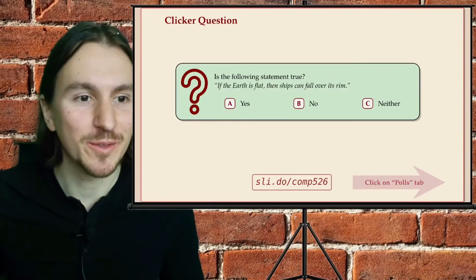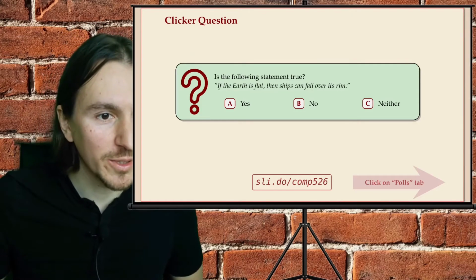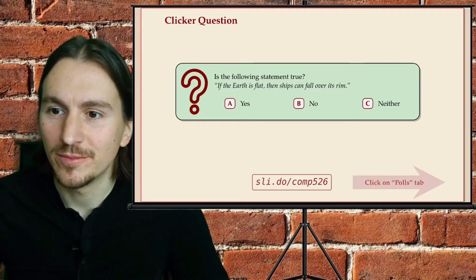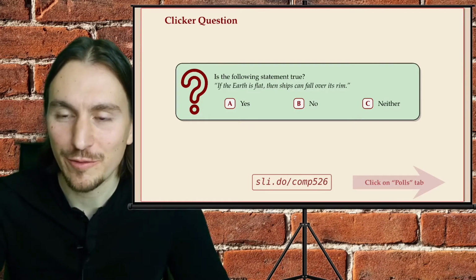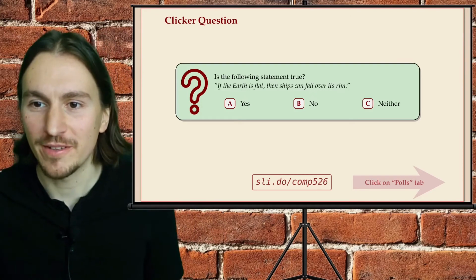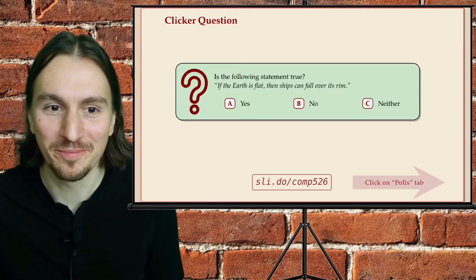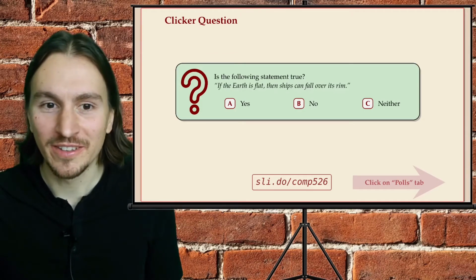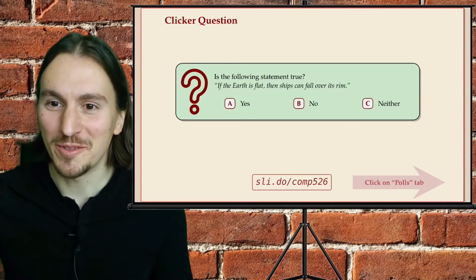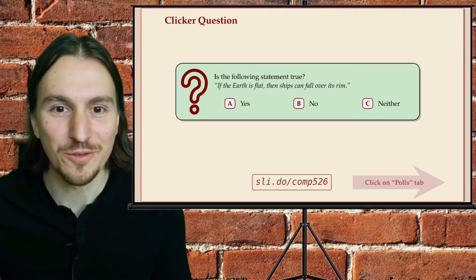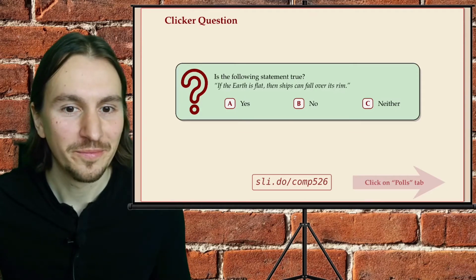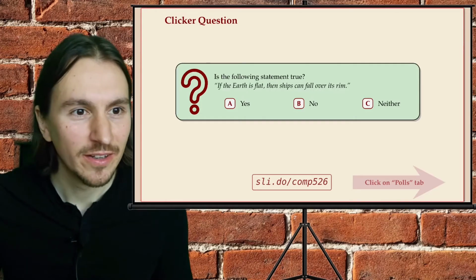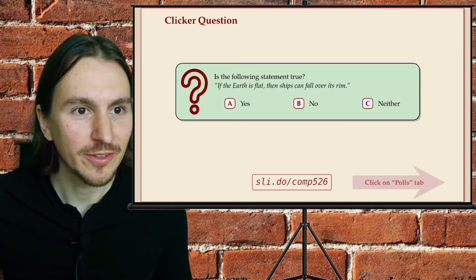And for this, I want to ask you this question. So please have a think about this one. Is the following statement true? If the Earth is flat, then ships can fall over its rim. Take it as a logical statement and just tell me if that as a logical statement is true or false. I'll give you a sec to answer it and think about it.